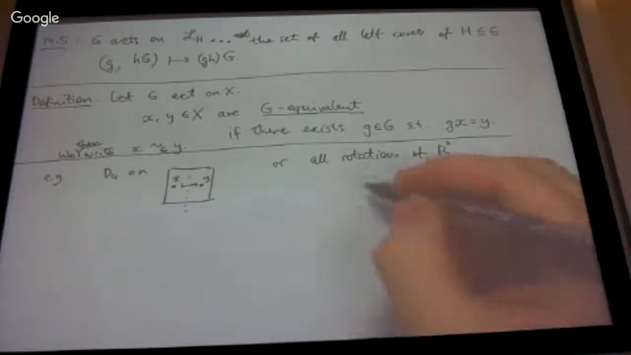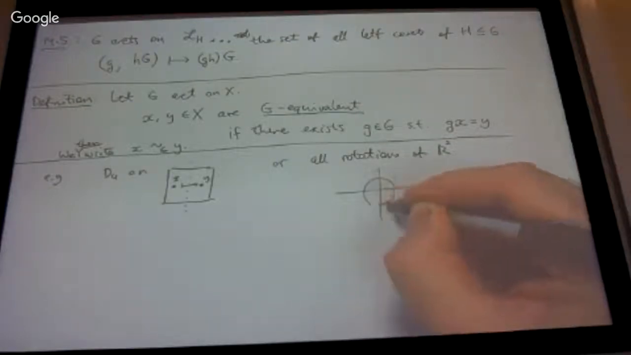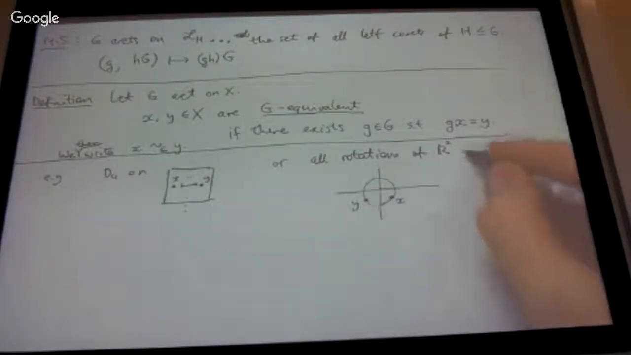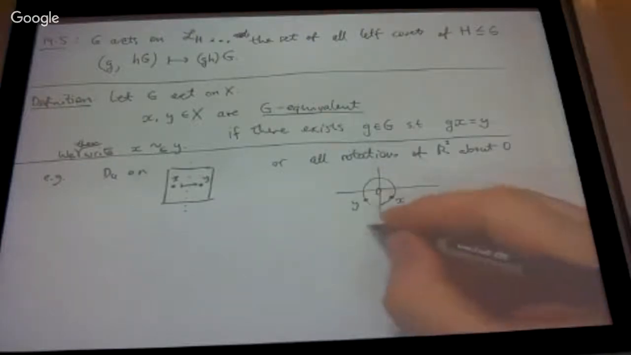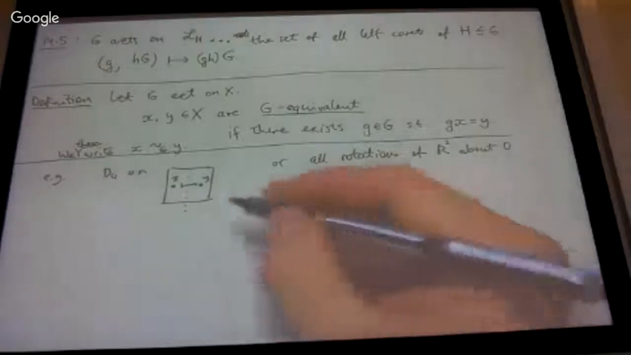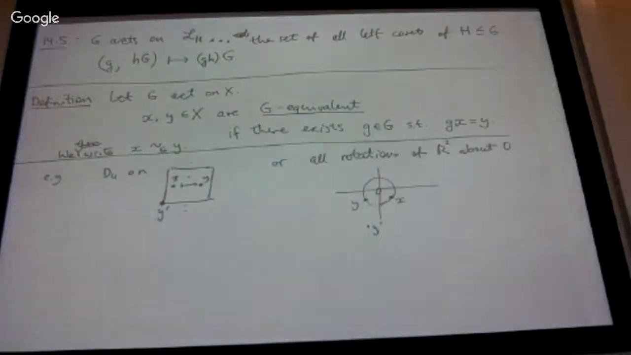So if you have, I'm not saying which group we're talking about, two points X and Y that lie on the same circle centered at the origin, then you can find a rotation that moves one onto the other. But if they're not on the same circle, if you have Y dashed, which is far away, then you can't move X to Y dashed by a rotation around the origin. In the same way, you can't move this X to this corner, for example. There's no symmetry of the square that moves a point in the middle into that vertex, so they're not G equivalent.